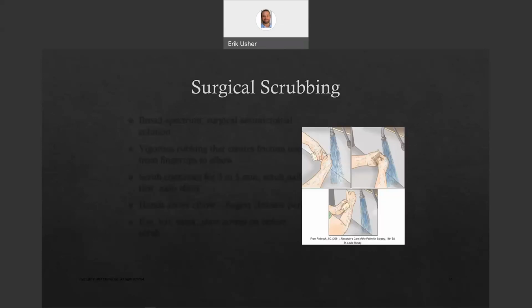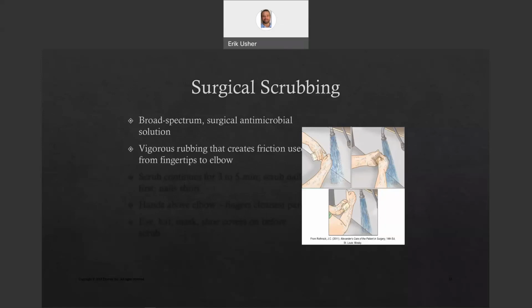Talking about surgical scrubbing, if you've ever seen it done, you should look out for it. It's a broad spectrum surgical antimicrobial solution. It's usually a little sponge that's already impregnated with it, and it's got a little tool for nails. You start at the nails and scrape them out, then scrub the nails really well, fingertips to the elbow, for a good 3 to 5 minutes. Again, nails first, and the nails have to be short too.